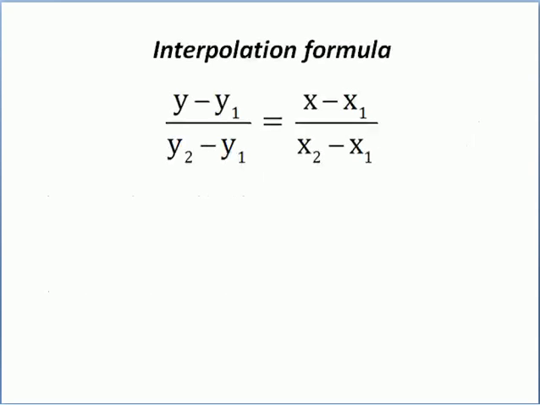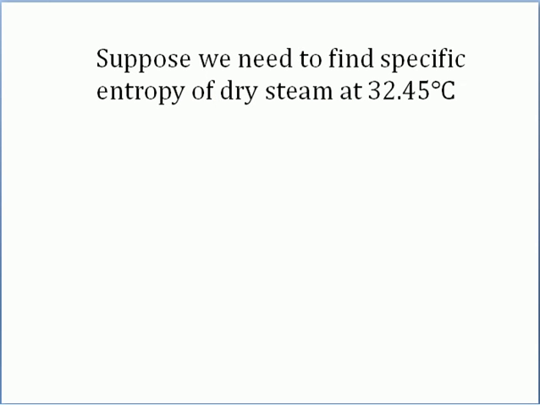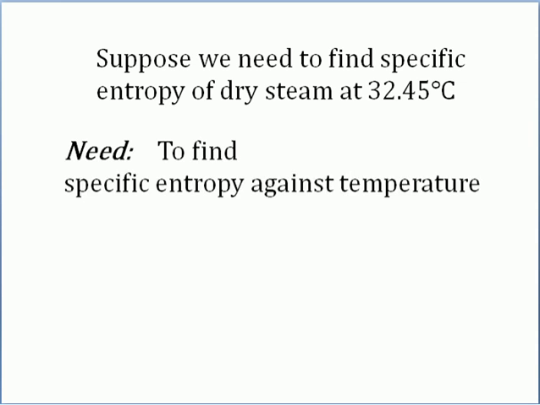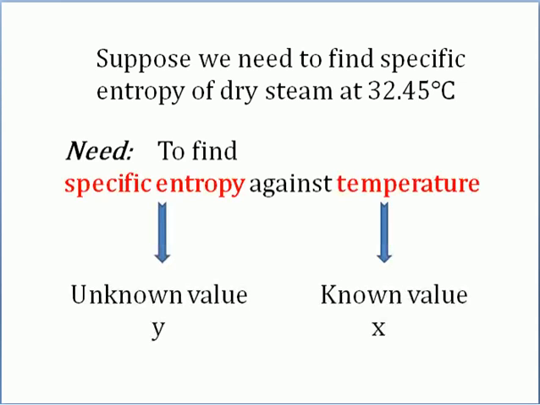This is the interpolation formula: (y minus y1) by (y2 minus y1) is equal to (x minus x1) divided by (x2 minus x1). To know what these x, x1, x2, y, y1, y2 are, let us suppose an example. Suppose we need to find the specific entropy of dry steam at 32.45 degrees Celsius. What we have to find is the specific entropy against the given temperature. That means the unknown value is specific entropy and the known value is temperature. The unknown value is taken as y and the known value is taken as x.